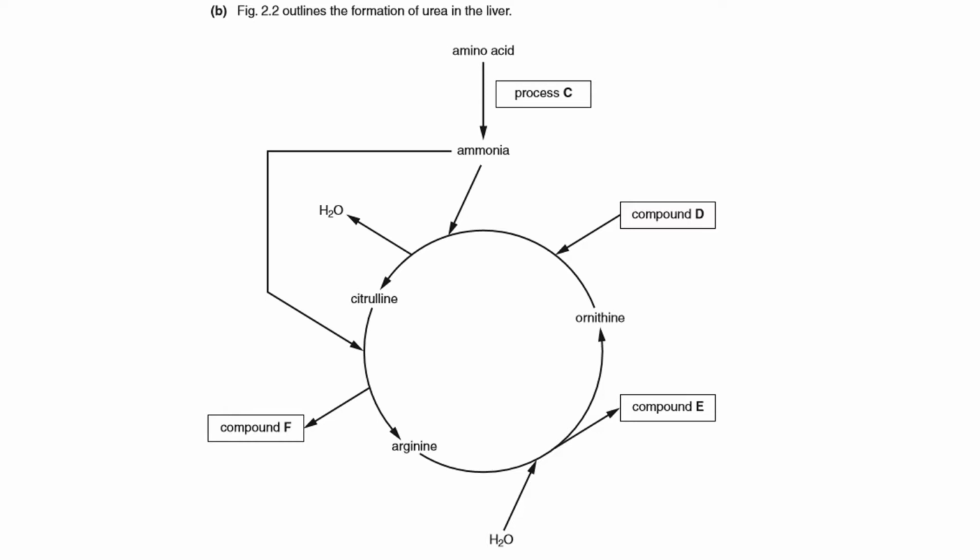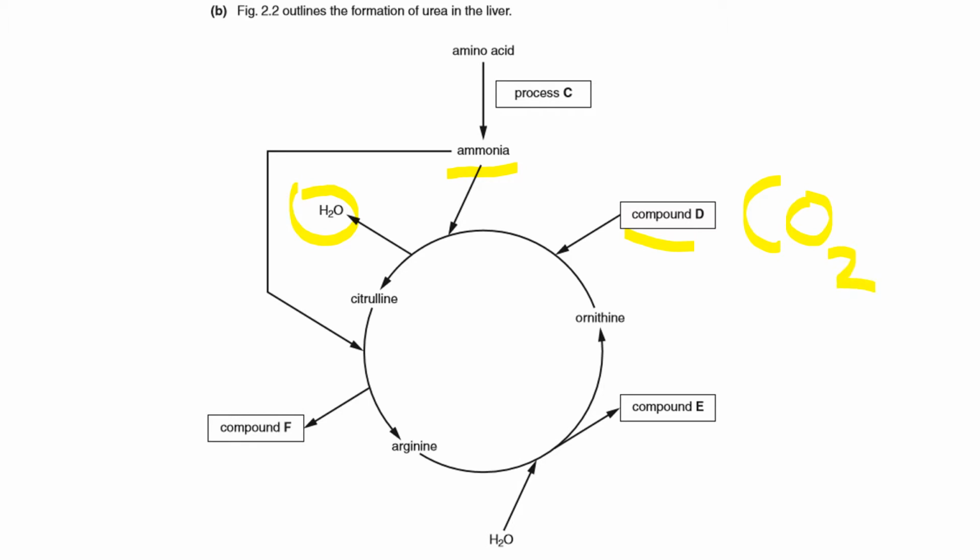Okay, so C, what is process C? It is the formation of the ammonia from the amino acid, so that is deamination. Compound D, now you can see we're going from ornithine to citrulline. We've already got ammonia coming in here, so compound D cannot be ammonia because we've already got that. We've got the water coming out over here, so compound D must be the carbon dioxide that's eventually going to form the urea.